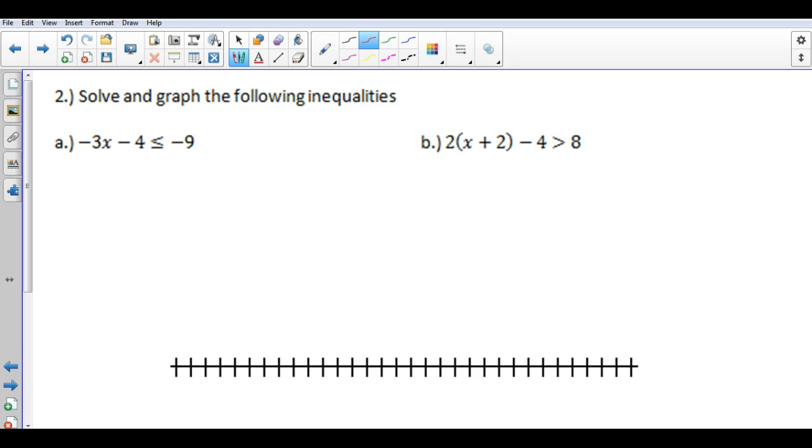Solving regular linear inequalities. For these next couple, we're going to solve them the exact same way, except there might be a couple rules that pop up here. So I'm going to solve these, and I'll graph the solutions on the number line as well.